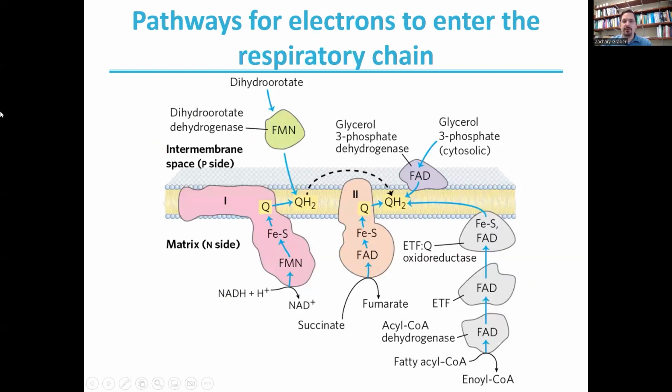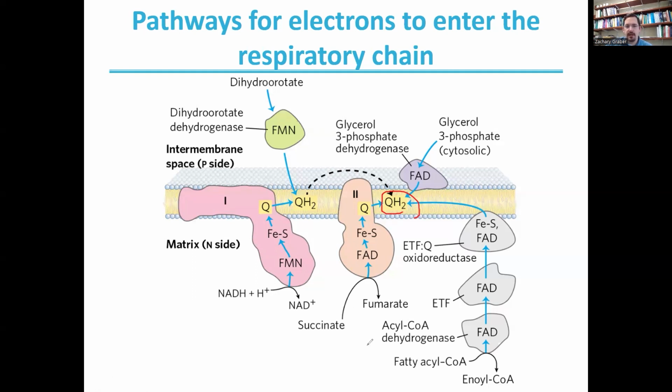For FADH2 from other sources, we're going to feed it in through a couple of different pathways. These will use other proteins, essentially other components of our electron transport chain, to feed electrons into ubiquinol. So we're still going to use ubiquinol as our universal electron dump. Everything from NADH or FADH2 is always going into that ubiquinol, but we're just going to add additional proteins that will transfer those in there.